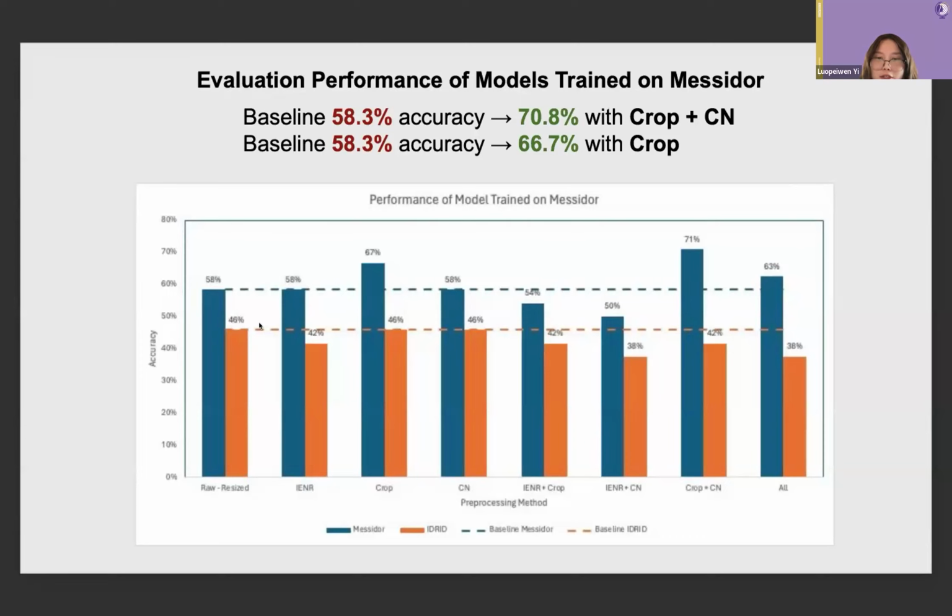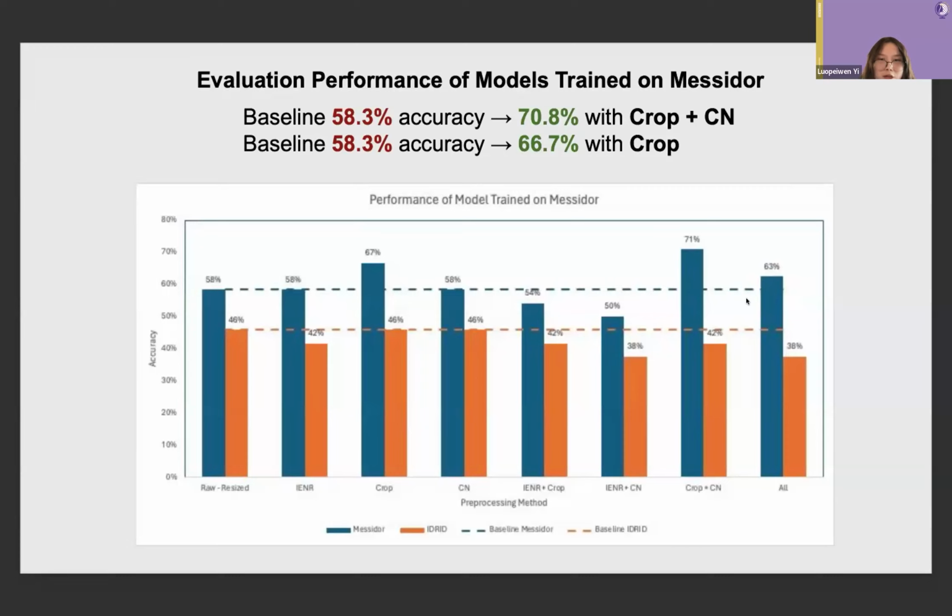So looking at the results, we can see that the IENR slightly decreased performance for both datasets. And cropping alone significantly improved accuracy, reaching 67% for Macedor. And unfortunately, color normalization on its own didn't offer much improvement over the baseline. And then we tested various combinations of these methods. So the standout performer is cropping plus color normalization. It boosted accuracy from 58.3% to 17.8% for Macedor. So this combination generally showed the most significant improvement in our study.